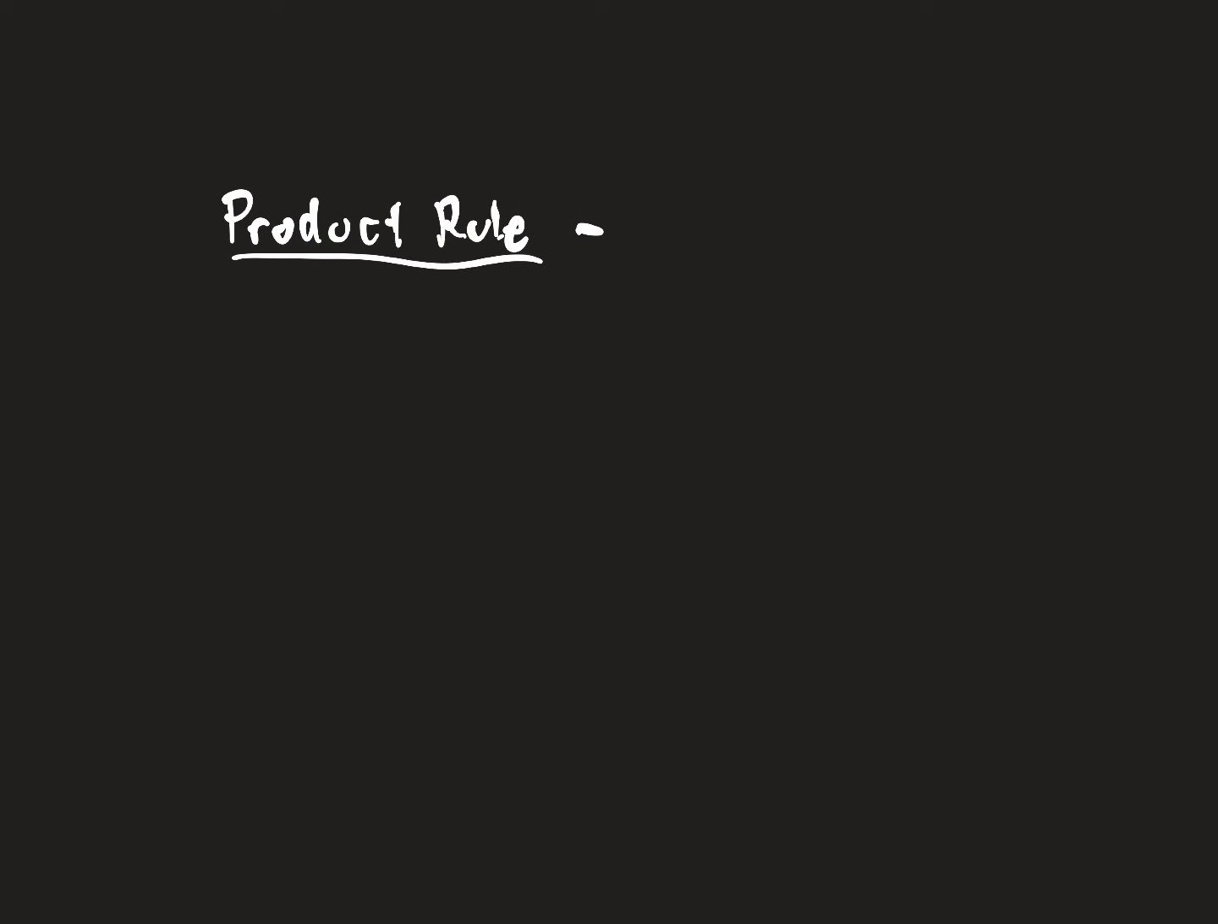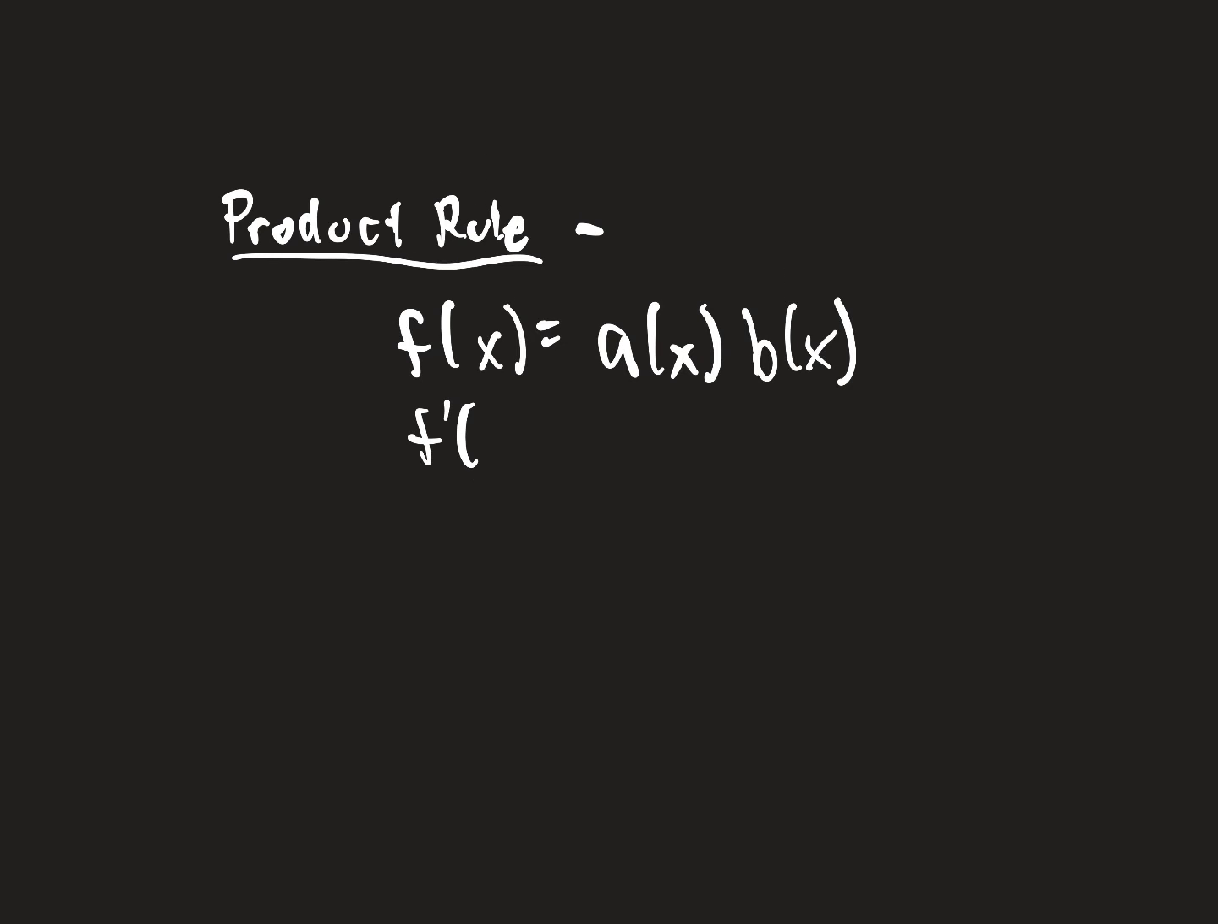Okay, product rule. How do we do the product rule? Product rule is when you have two things that you're multiplying together. f of x equals, let's say, a function a of x times b of x. f prime of x, the derivative of the product, is the first function times the derivative of the second, plus the second function times the derivative of the first.